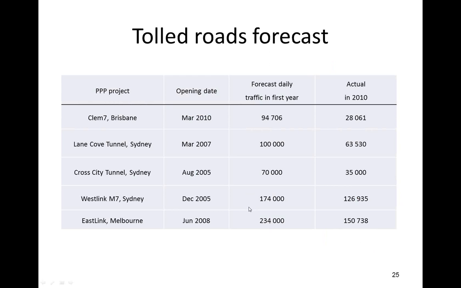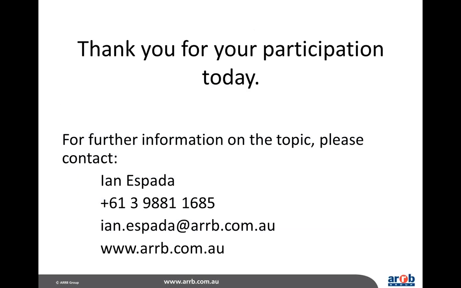And roads are not immune to this, in particular tolled roads. You can see here various projects in Australia, the forecast daily traffic in the first year, and what was actual. You can see there's a lot of discrepancy. So again, it's really due diligence and checking and getting independent audits to get a more reliable forecast when we're dealing with this kind of issue.